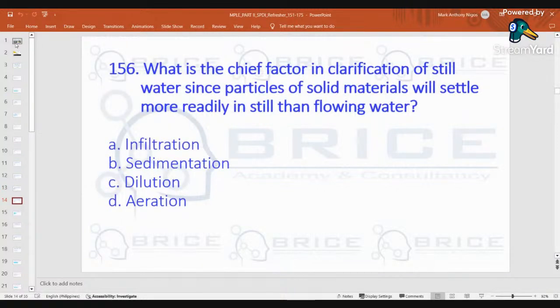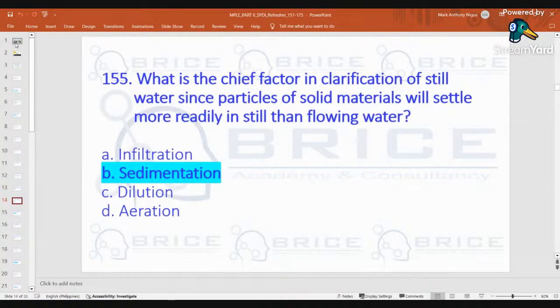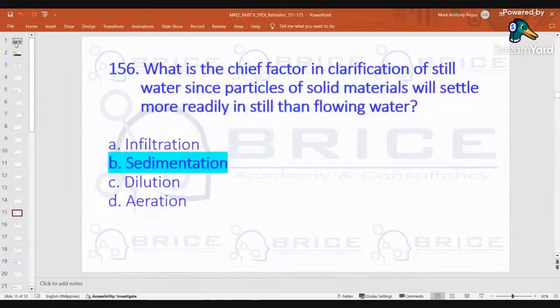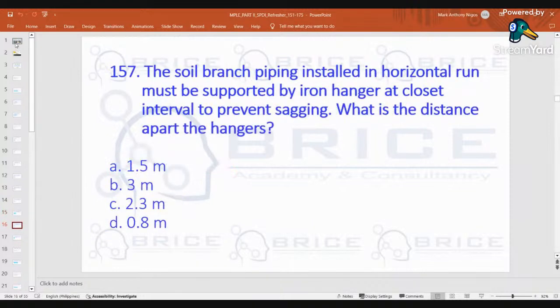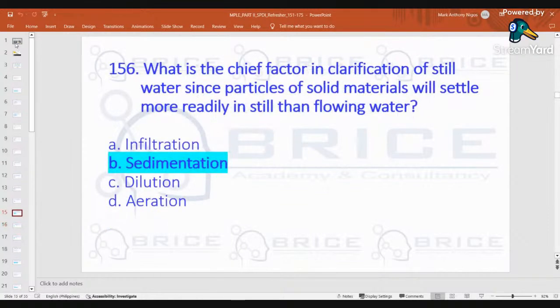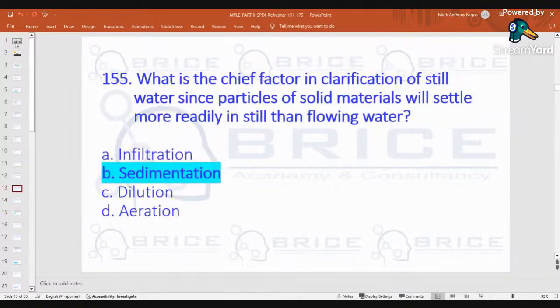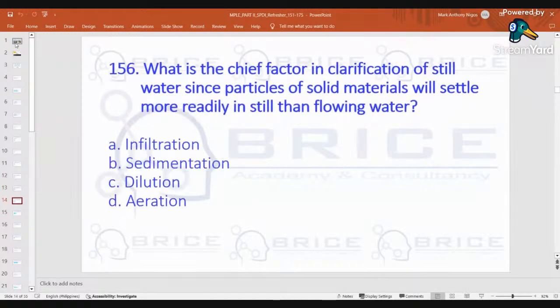156. What is the chip? Ay, bakit ganun? Parehas. Sorry, nadoble ko yung 155 saka 156. Ano kaya ito? Sige, 157. Soil branch piping installed. Ay, hindi. Baka merong iba pa yan. Parehas talaga.